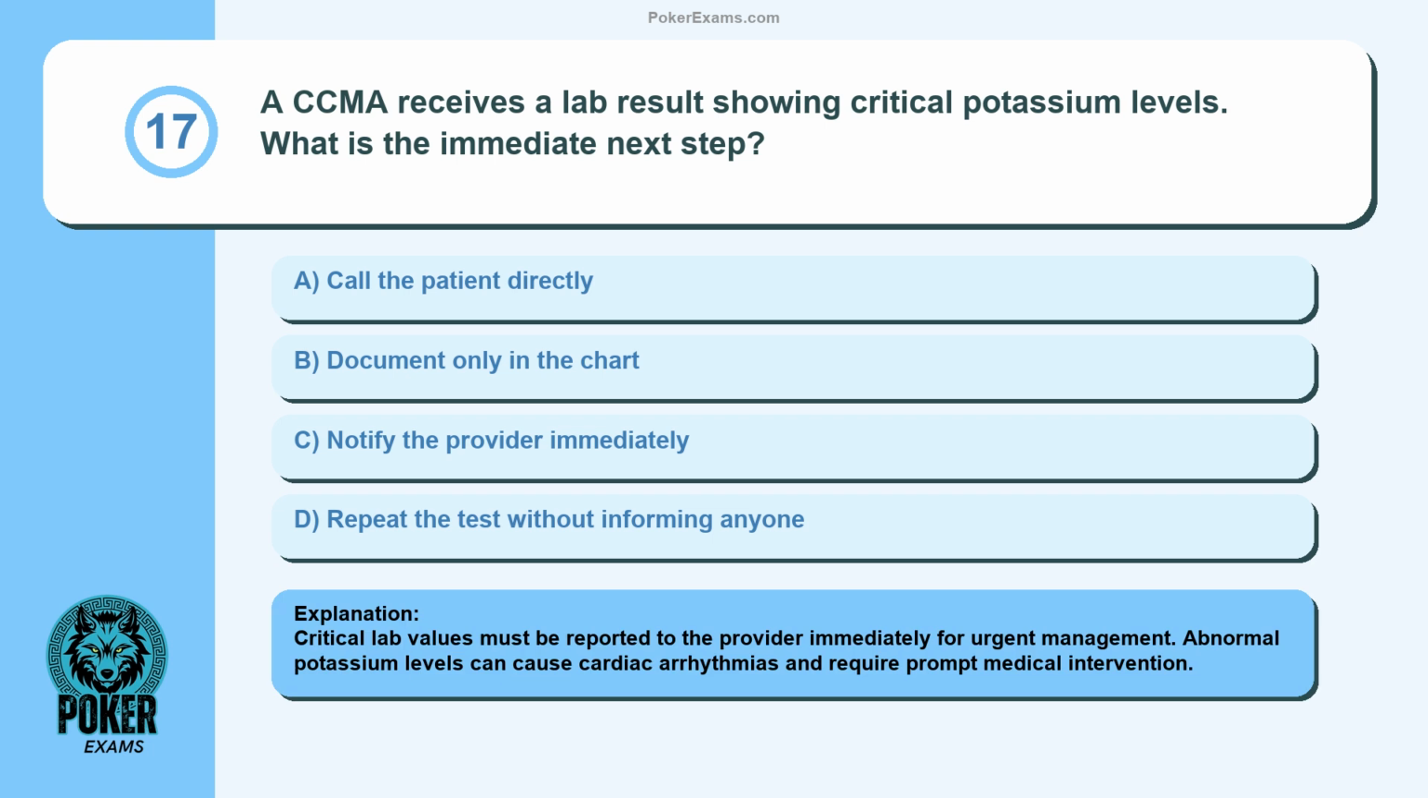Critical lab values must be reported to the provider immediately for urgent management. Abnormal potassium levels can cause cardiac arrhythmias and require prompt medical intervention.